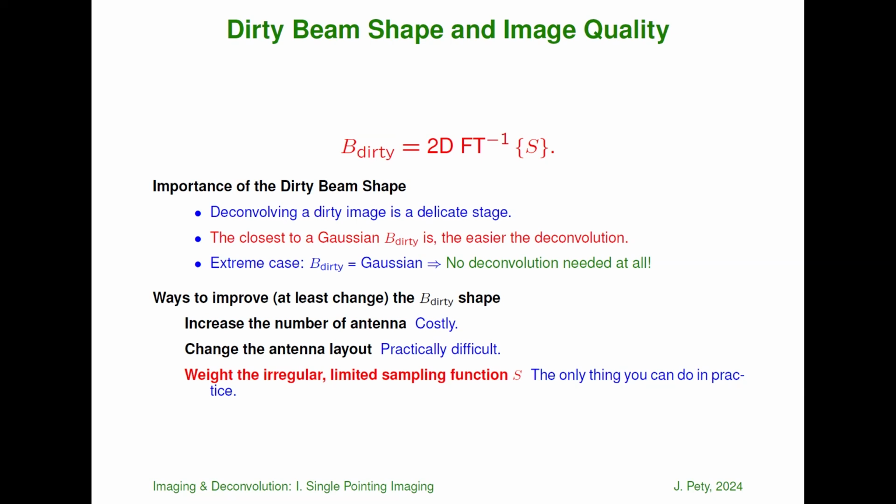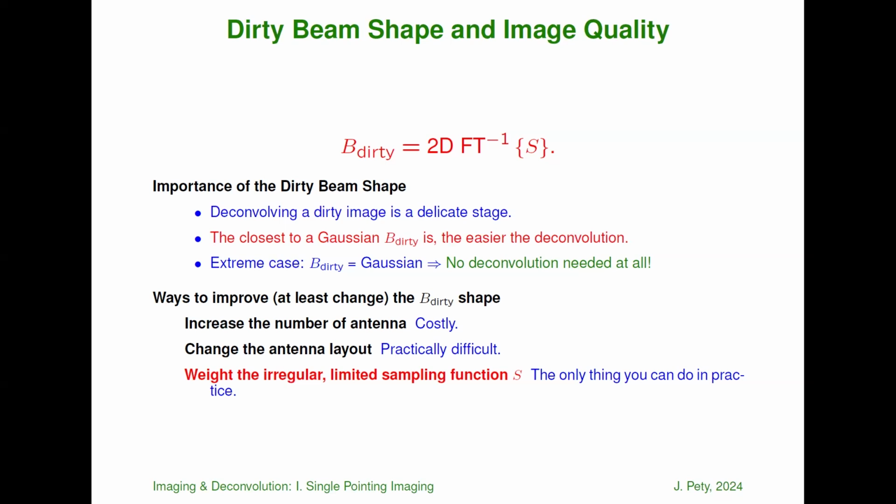And one of the most important pieces of information of this lecture is the following one. The closer to a Gaussian the dirty beam will be, the easier the deconvolution. Okay? And in fact, if your dirty beam was exactly a Gaussian, you would not deconvolve at all. Okay? You would be done after making the image. Okay? So that's why getting a dirty beam as close as possible to a Gaussian is important.